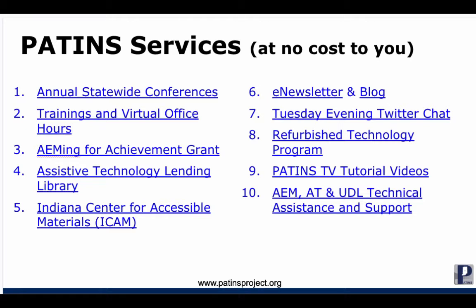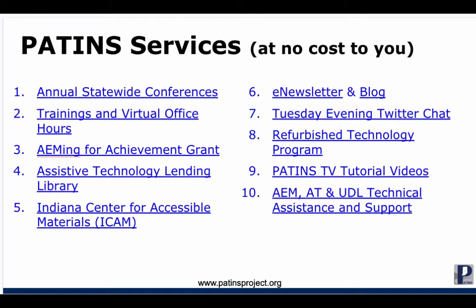We offer individualized trainings. We have virtual office hours Mondays, Wednesdays, and Fridays from 10 to 11. We have the Aiming for Achievement grant, the accessible educational materials. We train them on UDL and accessible materials and provide lots of support for them and their students. We have the lending library. You can borrow equipment for 6 weeks at a time. Shipping is free both ways, so it's totally no cost to you.